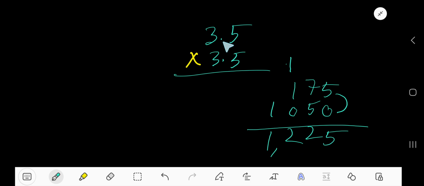1225. Look, after the decimal, we have one digit here and one digit here. So two digits totally. So in this product we have to place the decimal just after two digits; we have to start from the right and go to the left. So the decimal point will come here. 1, 2. So 12.25 is the answer.